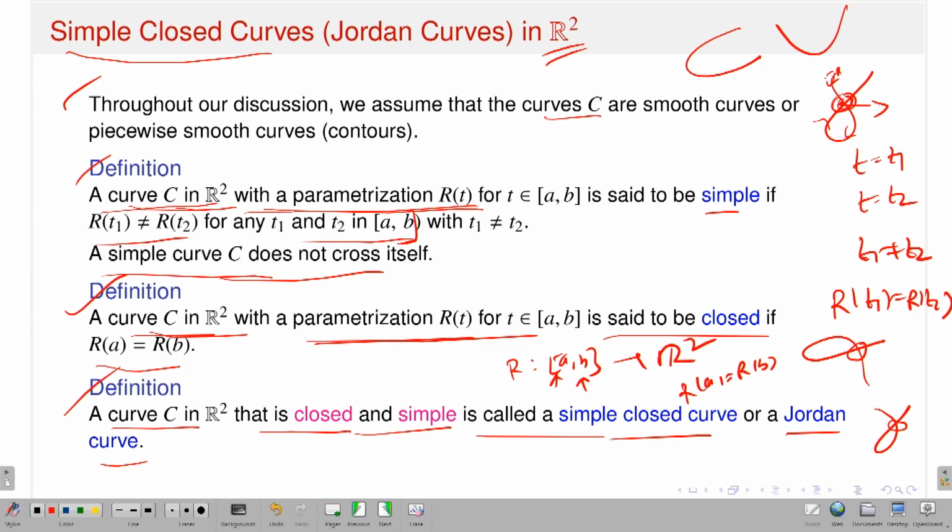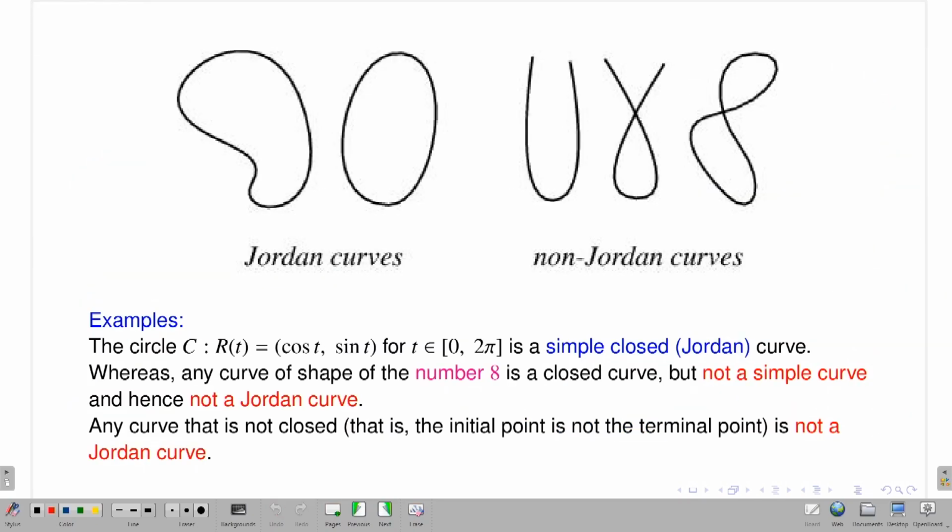Of course, curve means what? Its parameterization should be continuous. So that part is already there, you do not care about that. So if I talk about a curve in R2, that means I am starting with the parameterization capital R, which is continuous from the closed interval [a,b] taking values in R2. And then the next part is simple and closed. Simple means injective, closed means the parameterization takes the same value at the left-hand point and the right-hand point. Okay, many examples are there.